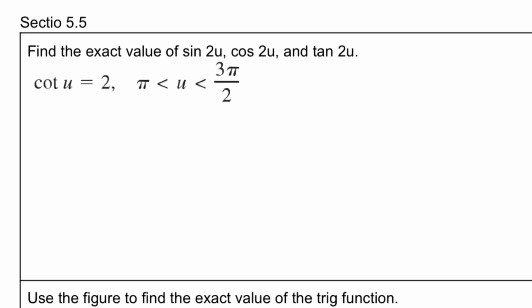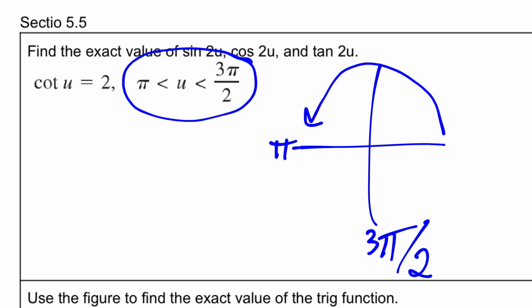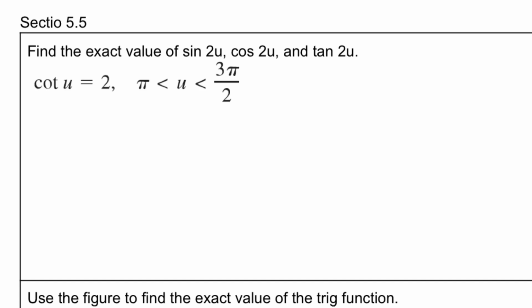All right, in section 5.5, the first thing we're going to look at is this here to determine which quadrant we are in. So if you think about starting at 0, right over here is pi, and right over here is 3 pi over 2. So if you were to go like that or that, that means we are in quadrant 3, which means that our sine and cosine are both going to be negative. So let's keep that in mind. Quadrant 3.